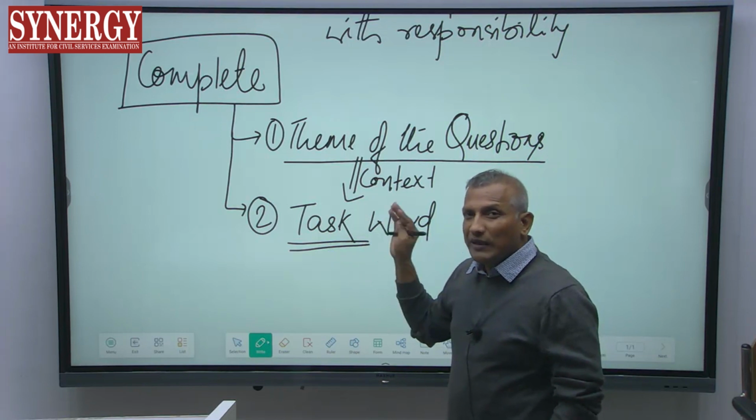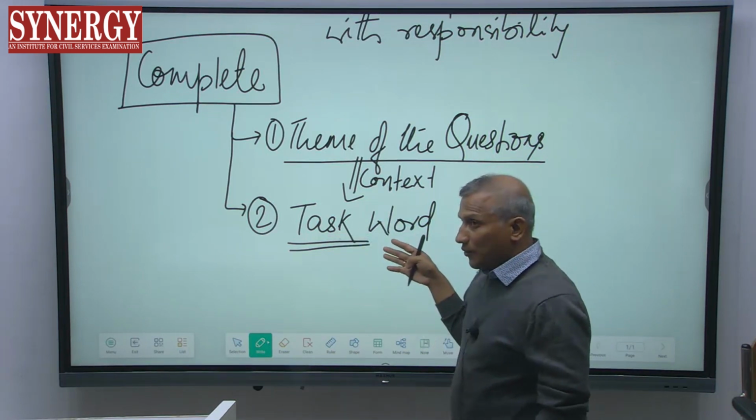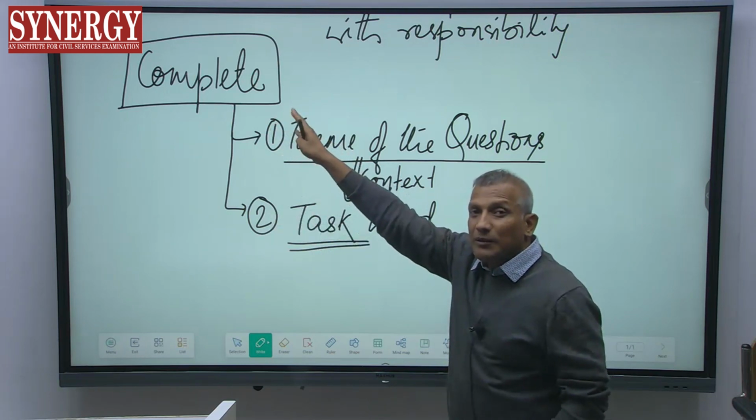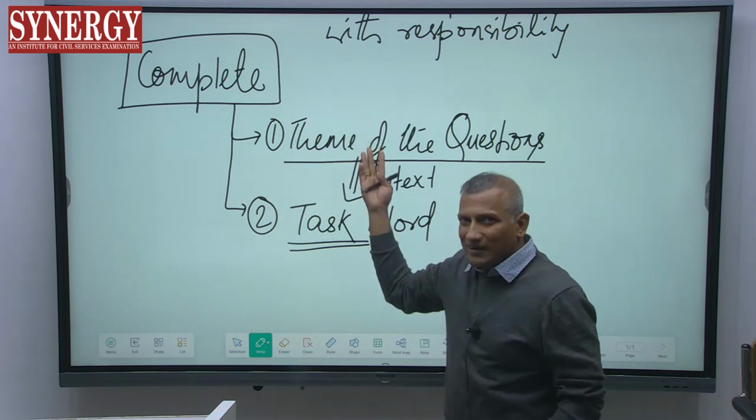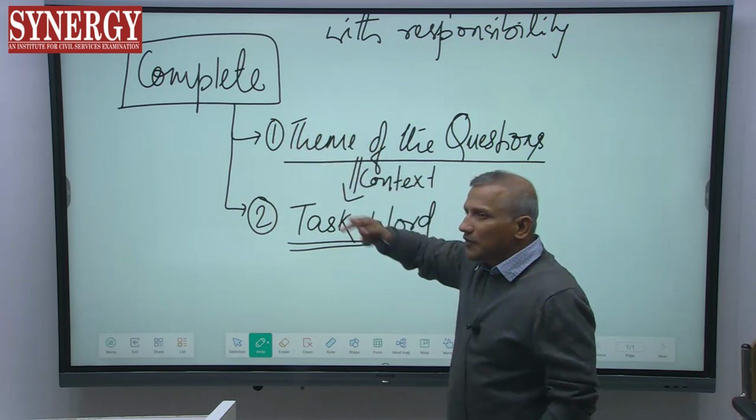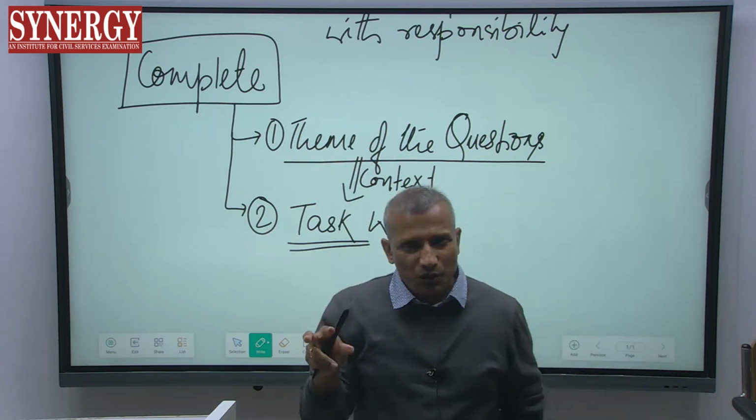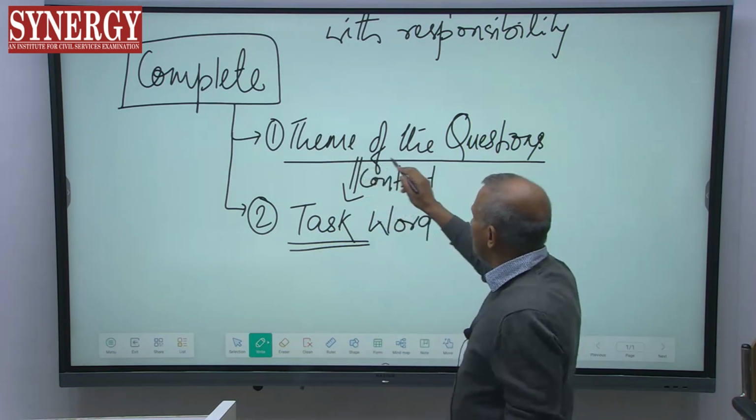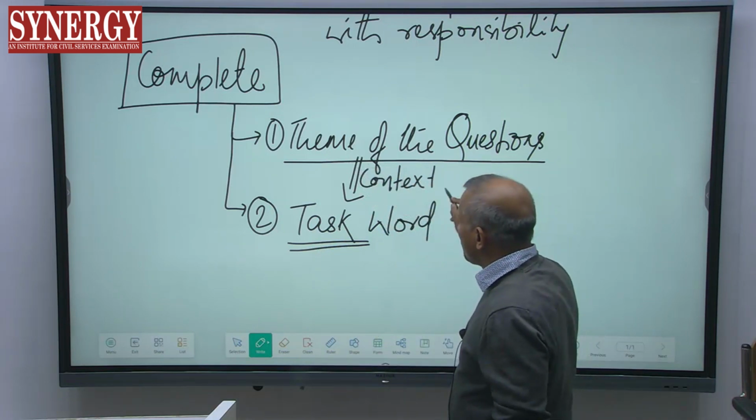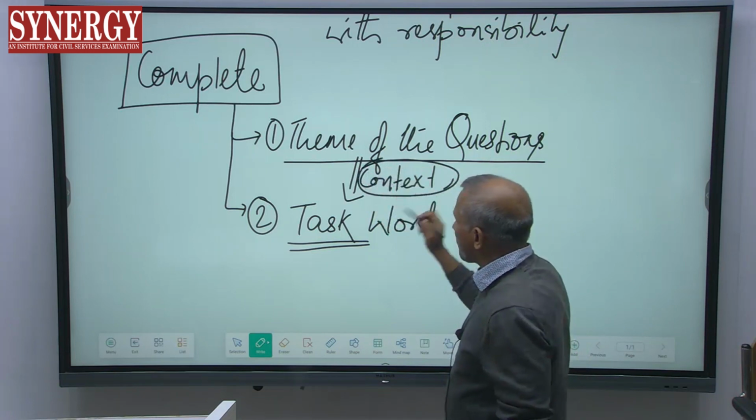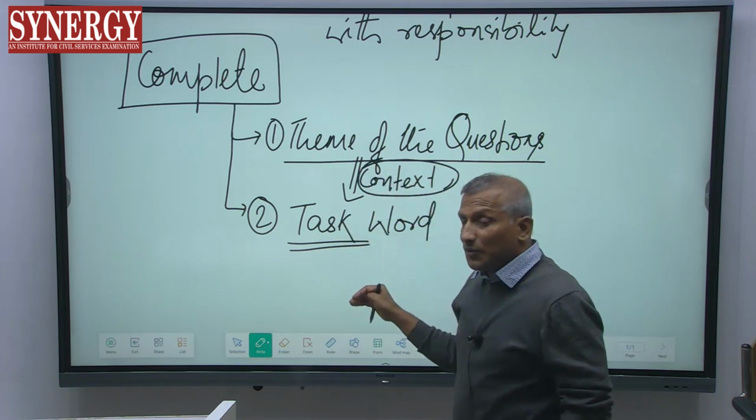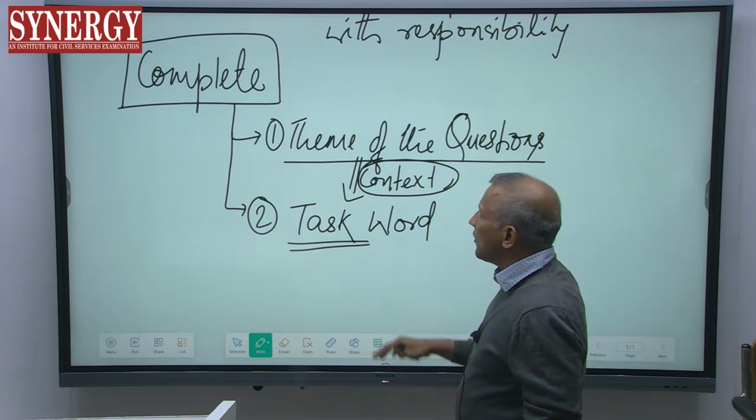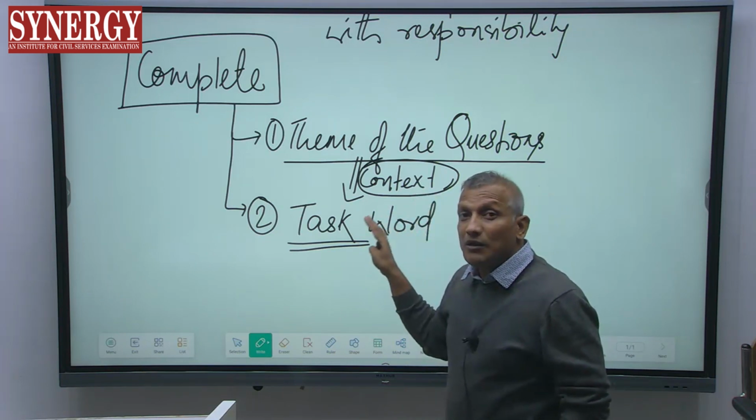In order to present a nice answer, you need to be careful about the task word, because unless you are focusing on the task word, your answer will be incomplete. It might be partial, it might be misdirected. So as far as the answer is concerned, it should fully address the question. In order to fully address the question, you should focus on the theme of the question, and you have to address the theme in the context of the task word. What are these task words? What does all this mean? I will also elaborate. I will try to make you understand, but this thing you have to keep in mind.